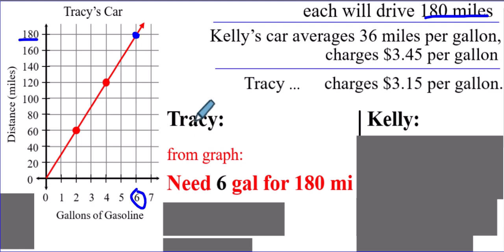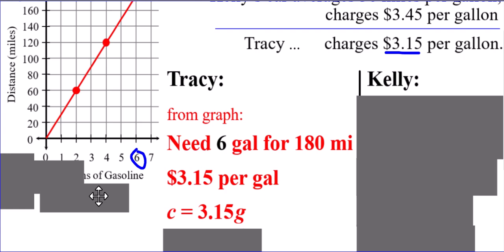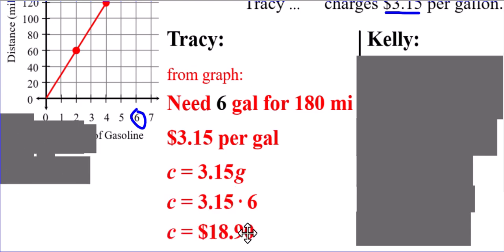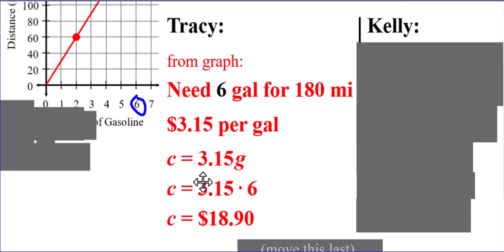So I know that Tracy needs 6 gallons of gas for 180 miles. And I know that she is going to be charged $3.15 per gallon. Per gallon means times the gallons. Take 6 and multiply that times the $3.15, and you will get $18.90. Now, did you have to write an equation? No. But should you have taken $3.15 times 6? Yes, you should have. Now, what about Kelly?